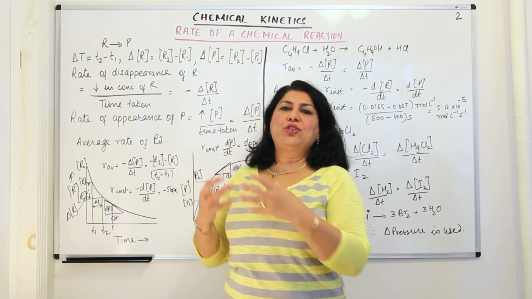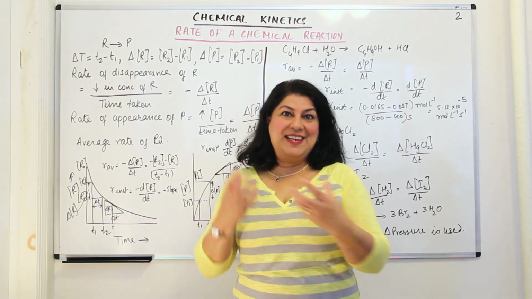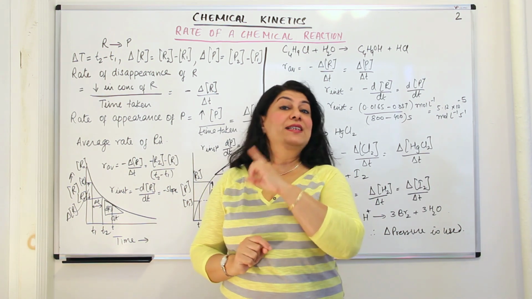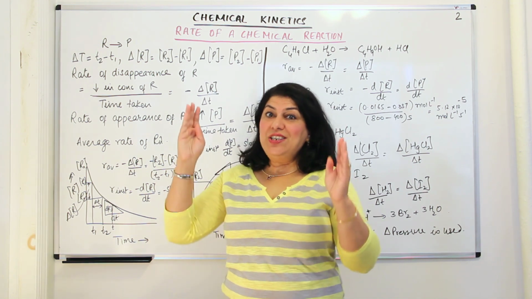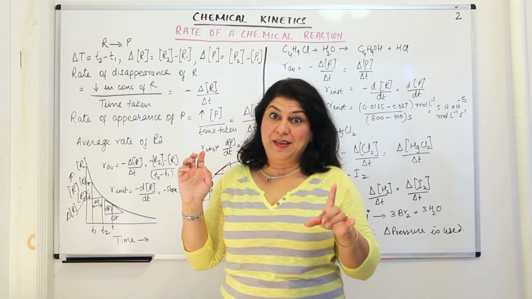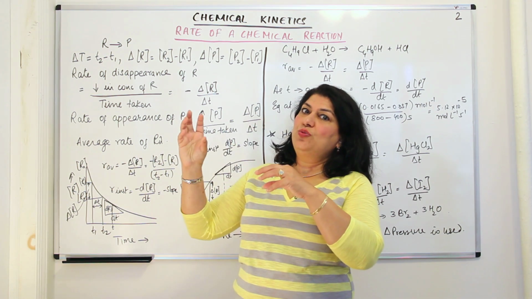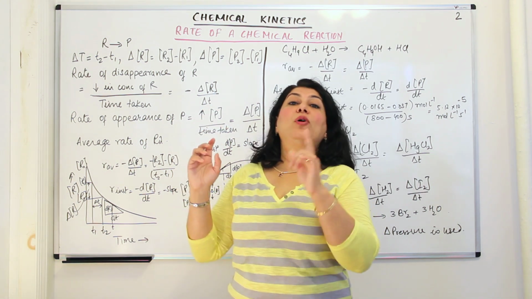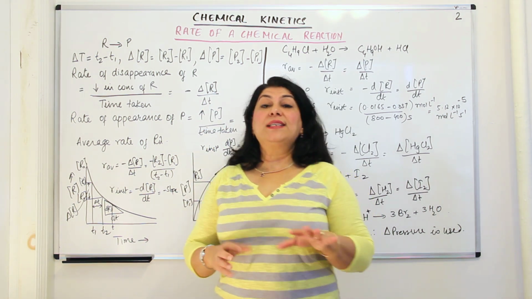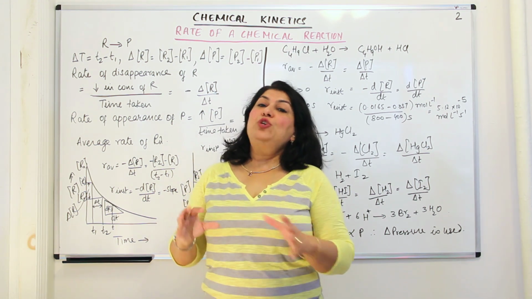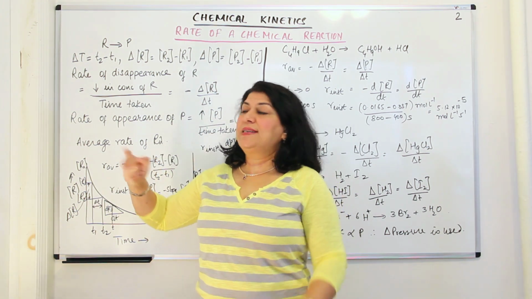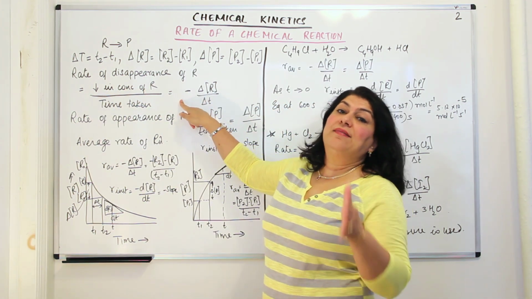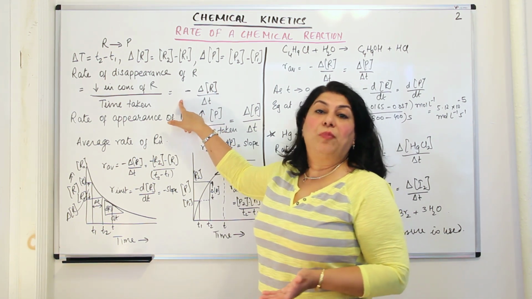What does it signify? That this much of concentration has decreased. There is a decrease in the concentration. But rate cannot be a negative value. When we say rate is change in concentration divided by time taken, then if R2 minus R1 is a negative value, then R2 minus R1 upon delta T will also be a negative value, and rate cannot be negative. Therefore, whenever you are reporting rate in terms of reactants, we put a negative sign so that the value of the rate always comes out to be positive.